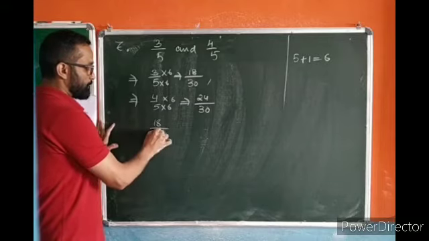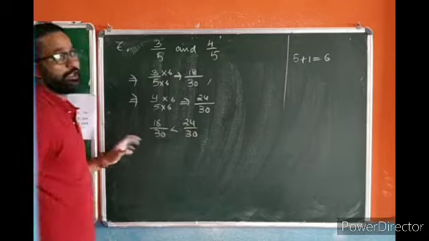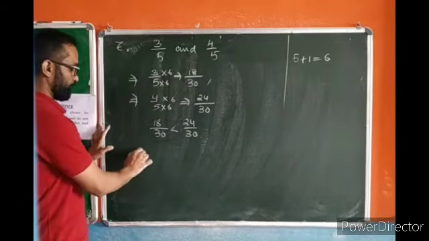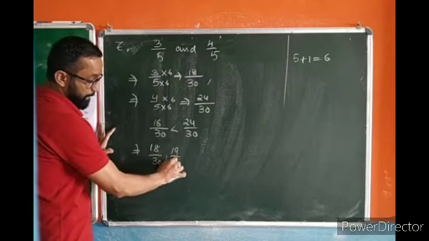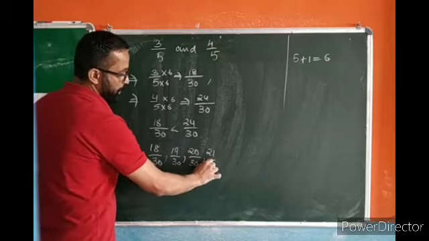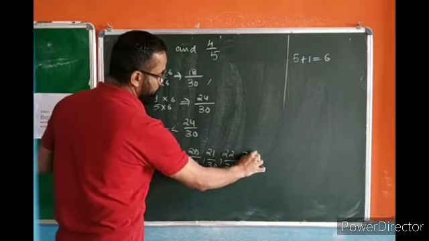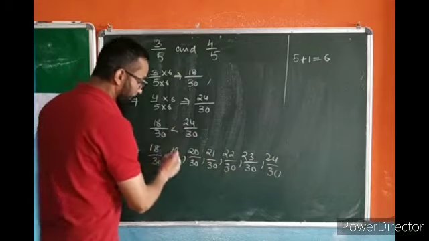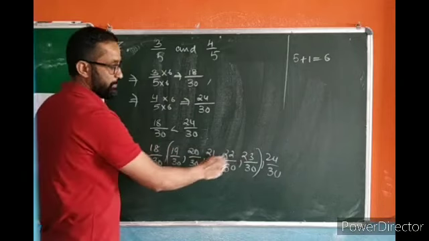This 18/30 is smaller than 24/30. Write down the numbers between 18 and 24. 18/30, 19/30, 20/30, 21/30, 22/30, 23/30, 24/30. We have 5 numbers inserted here: 1, 2, 3, 4, 5.